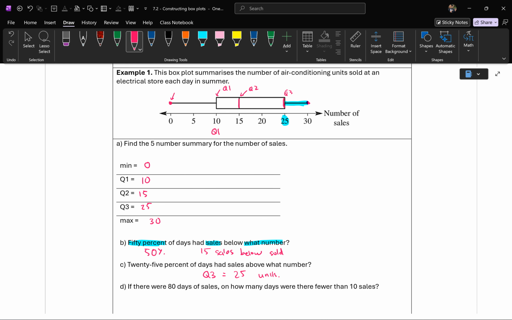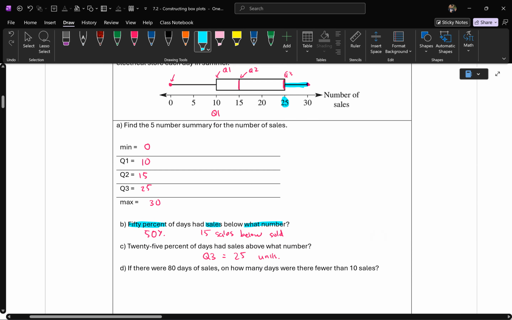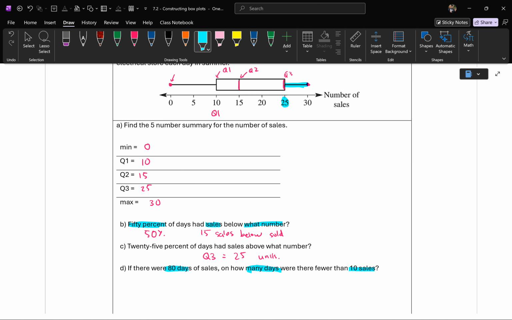Okay. The last one, if there were 80 days now, so they're telling you how many days there are. If there were 80 days of sales, how many of those days were fewer than 10 sales? Okay, so you got to think about it. So to get 10 sales, look at 10. 10's over here. What percentage is fewer than 10? What's that percentage that I just highlighted, Billy?